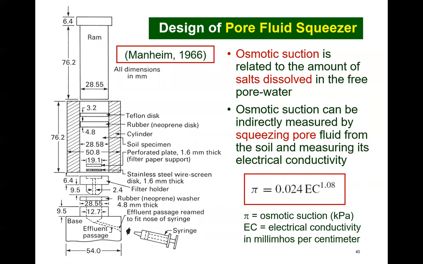Osmotic suction is a function of the amount of salt in the free pore water. A high pressure squeezing device can be used to squeeze a few drops of water from the soil specimen. The electrical conductivity of the pore water can be measured using an electrical conductivity meter. There is a direct relationship between electrical conductivity and osmotic suction, as shown by the equation on the slide. Fortunately, this relationship does not have a significant dependency on the type of salts that are in the pore fluid.